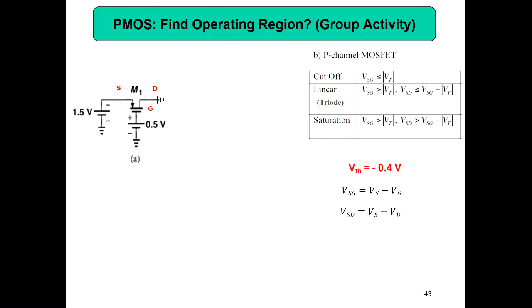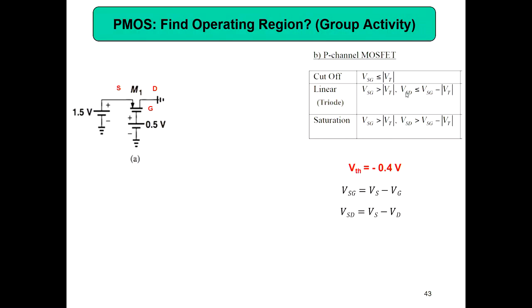So it is cutoff. Cutoff means VSG is less than the threshold VTH. The magnitude of VTH is only 0.4, because we are going to take only the magnitude. Then we have to find VSG. VSG equals VS minus VG. What is VS? This is the source. VS minus VG is equal to 1 volt. So VSG is 1 volt, and 1 volt is definitely greater than the modulus of 0.4, so it is not in the cutoff region. Then we can check the linear region.